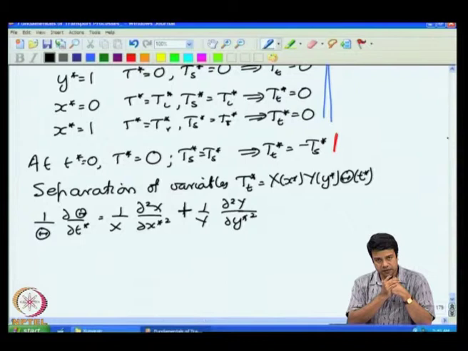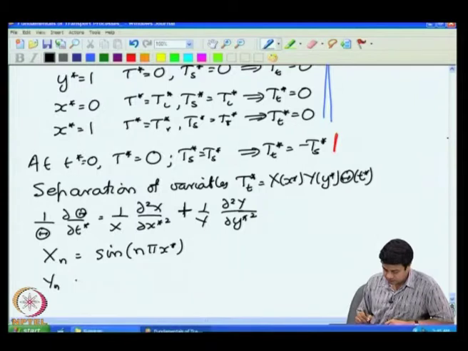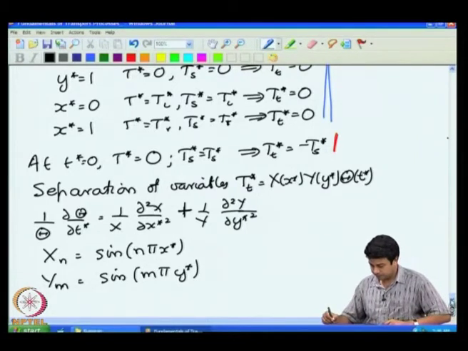So, therefore, the solutions that I get for x and y are of the form x n is equal to sine n pi x and y n is equal to sine. Note that the integers that I use for x and y could in general be different. Okay. So, I should have y m is equal to sine of m pi y.